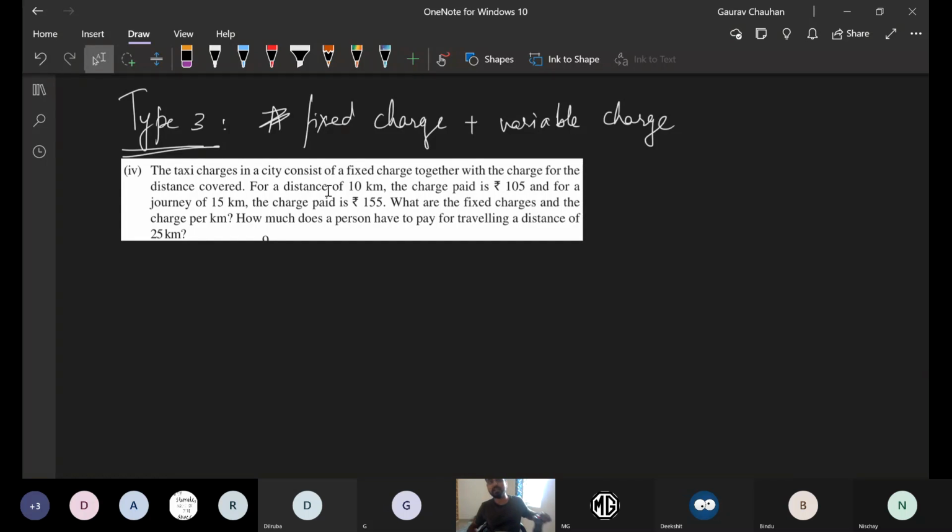Fixed charge plus variable charge. I want you to copy the question down first. Everyone right now only you copy this question, not for later. Others you can write later because you've seen those questions before. This is new type. Copy the question down. Giving you 1 minute quickly. Type done once you're done copying.